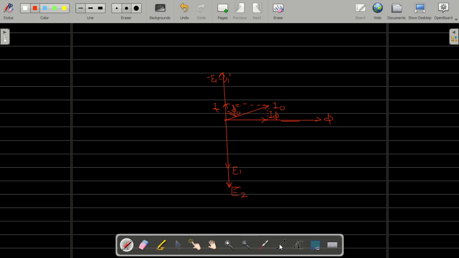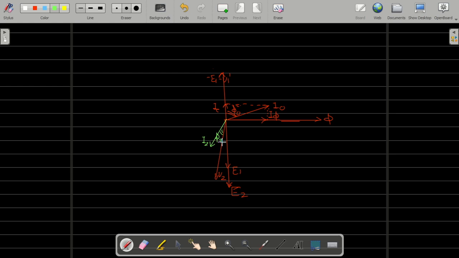So first of all I have to draw the V2. I am taking V2 yahan hai. Suppose karo V2 yahan hai. Let us say this is V2. And I2 will lag to V2 by angle of phi 2, let us say this is I2. Okay, so I am assuming I2 is lagging to V2 by angle of phi 2.